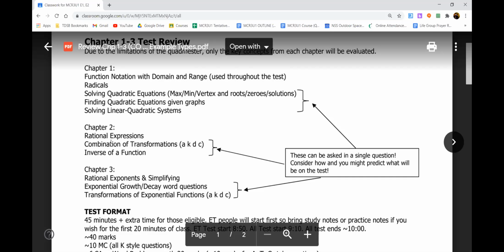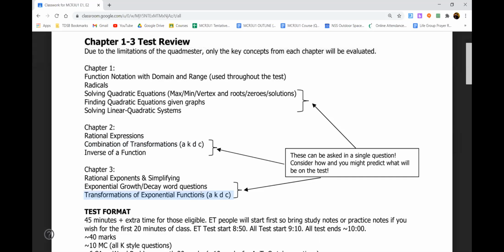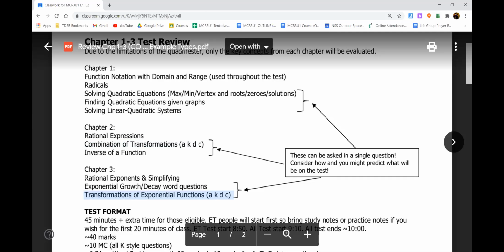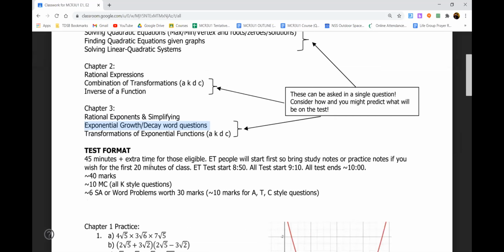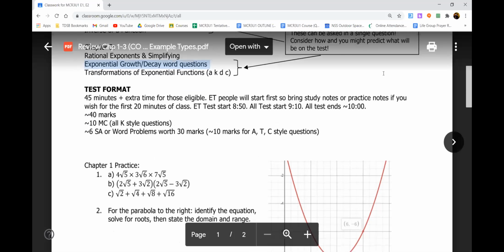What else would you want to know? You can see that transformations is a huge part of this test. There are two large sections where transformations occur. And then we just did rational exponents and simplifying. And then we're going to look at more word questions later on. That's tomorrow, Thursday and Friday. Okay? Take a look at what the format's going to be.